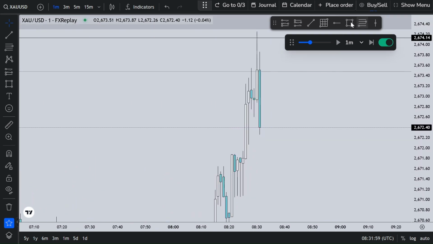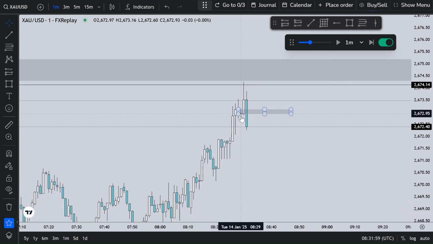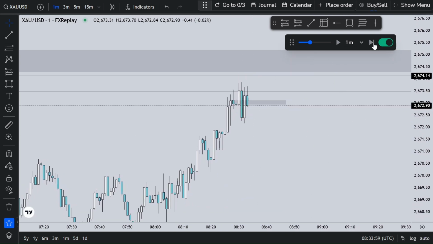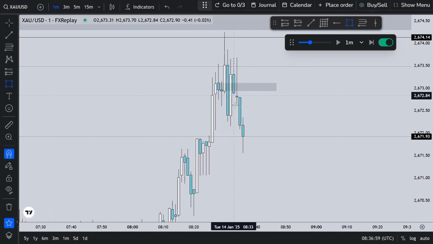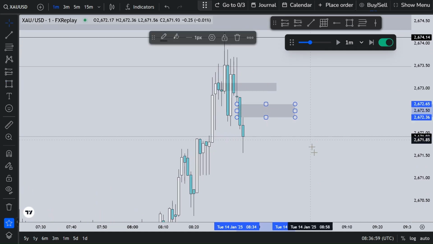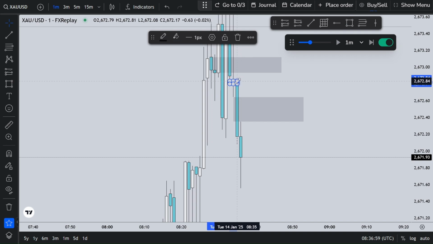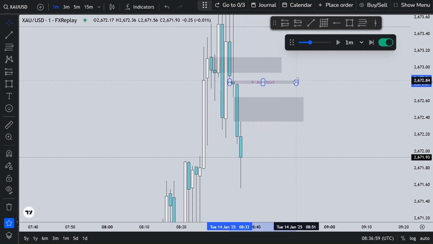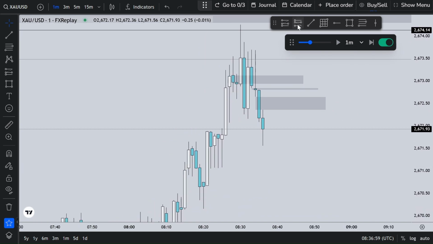We have a close below this breaker here, so now we just enter on a fair value gap. So you can see that fair value gap there. Again on TradingView, this also had a fair value gap in here. I know you can't see it on FX Replay, but on TradingView there was one there.